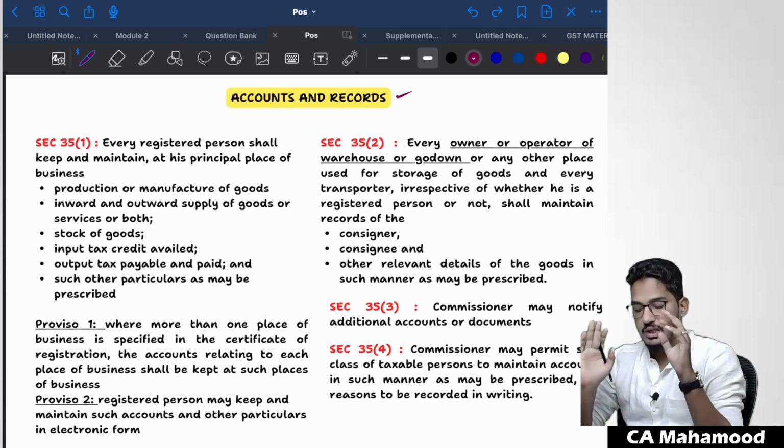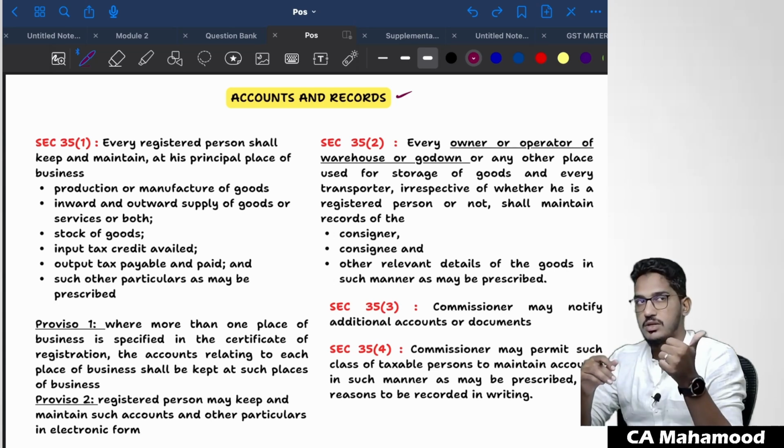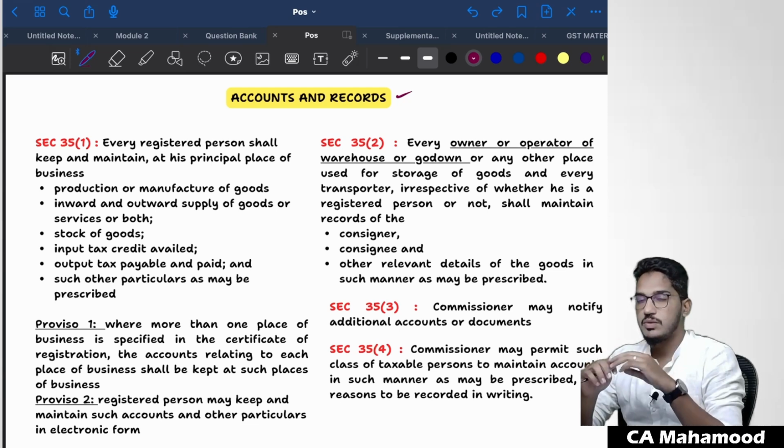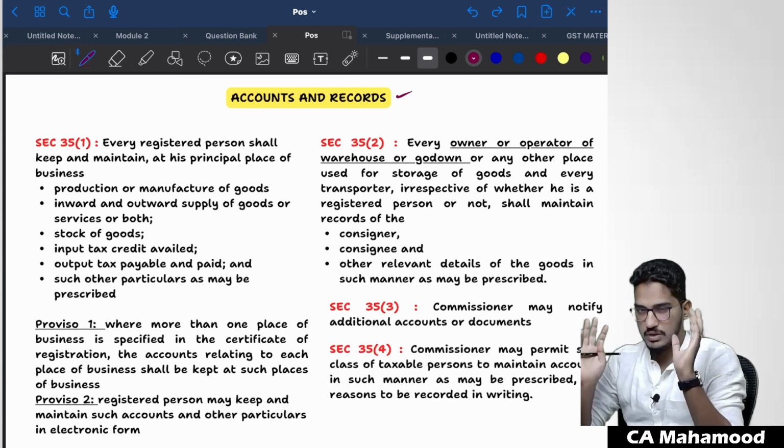So without any delay, let us revise quickly the contents of the chapter accounts and records. But before I start revising this chapter, I want to give you one caution. In this chapter, you will not find much concept. Conceptual discussion is very limited. In this chapter, you have to focus more on memorizing the content. Most of the contents, 90% of the chapter, you have to memorize only. Apart from that, there is no conceptual understanding here.